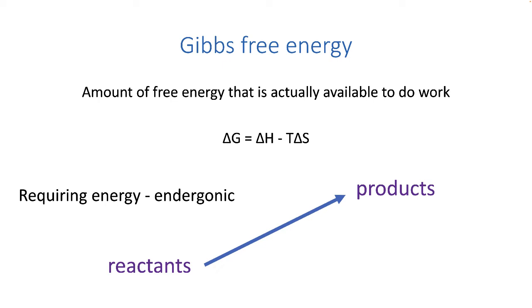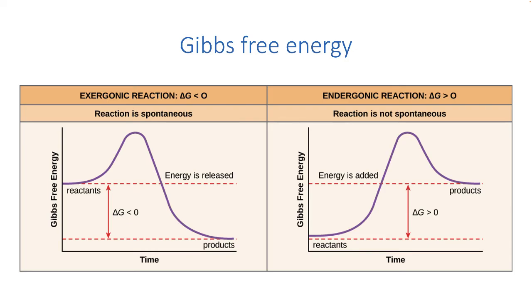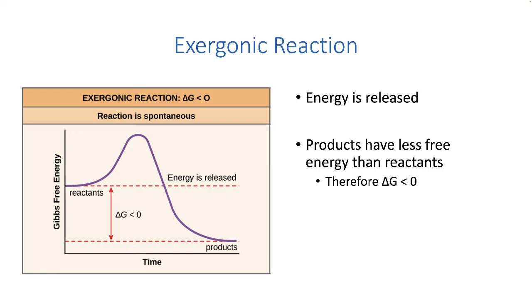And we can also graph the change in free energy over the course of a chemical reaction. It looks something like this. Let's break it down and start with an exergonic reaction. In an exergonic reaction, the free energy of the products is lower than the free energy of the reactants. You can tell because the products are lower on that y-axis. We're graphing Gibbs free energy on the y-axis and time or course of the reaction on the x-axis. Energy has been released during this process. Therefore, the change in free energy, delta G, is a negative number. It is less than 0.